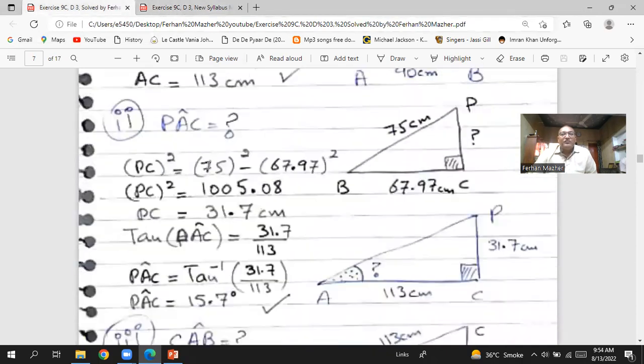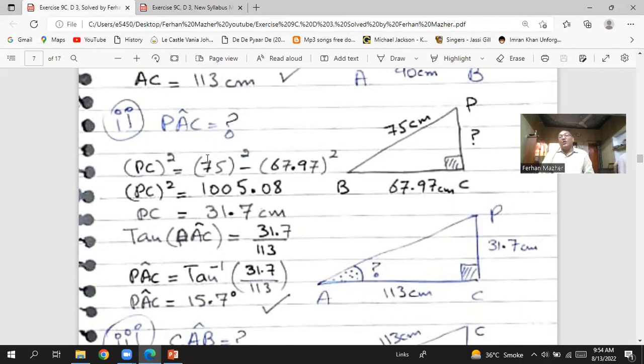Okay, so let me show you. For the first step in the calculation, I will take the triangle PBC. I know BP is 75 centimeter, and the BC we just calculated in the first part, that's 67.97.